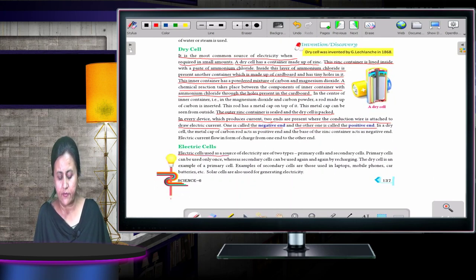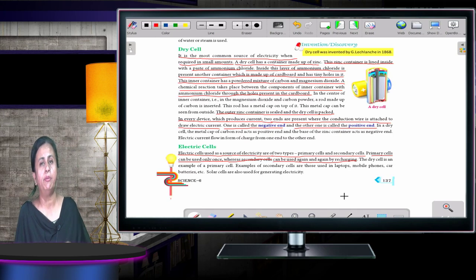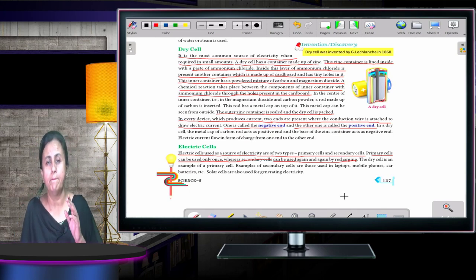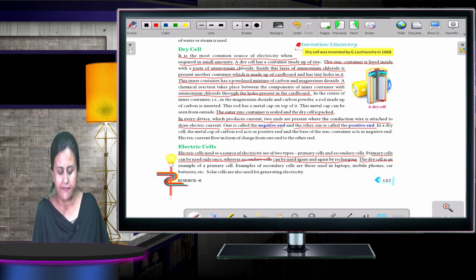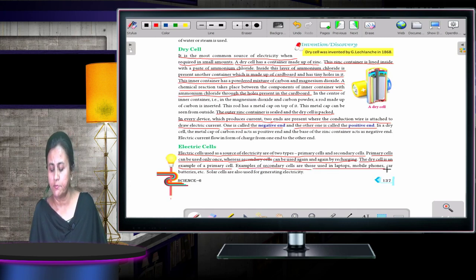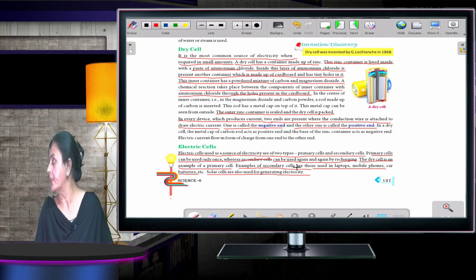Electric cells used as a source of electricity are of two types, primary cells and secondary cells. Primary cells can be used only once, whereas secondary cells can be used again and again by recharging. The dry cell is an example of a primary cell. Examples of secondary cells are those in laptops, mobiles, car batteries, etc. Solar cells are also used for generating electricity. Okay.